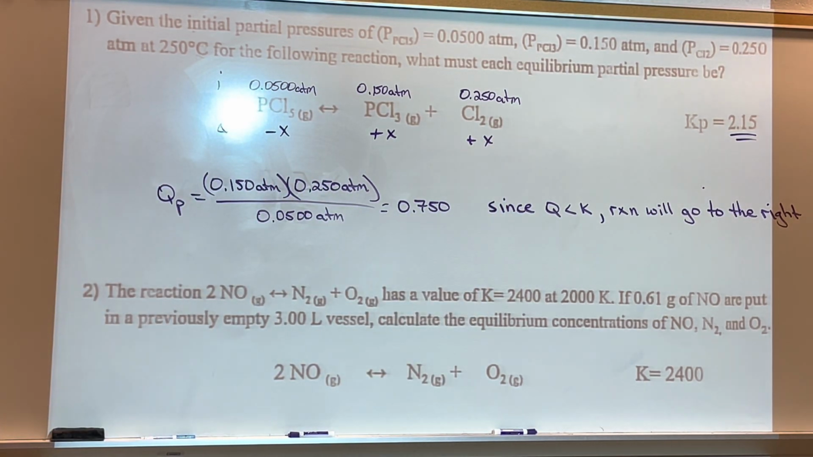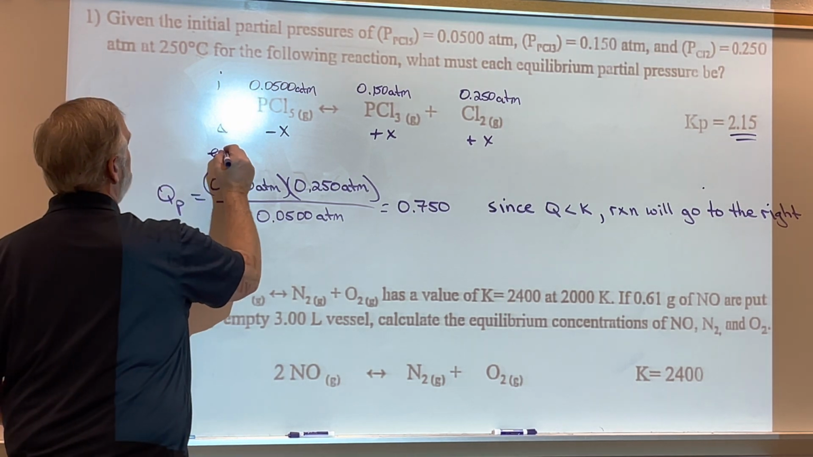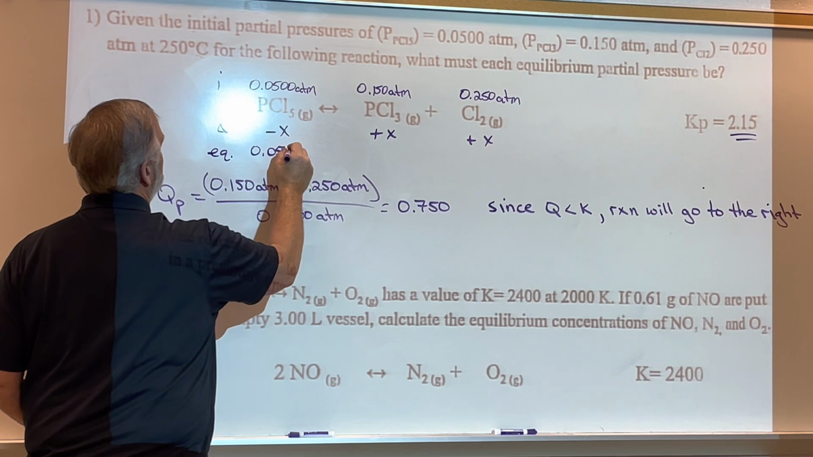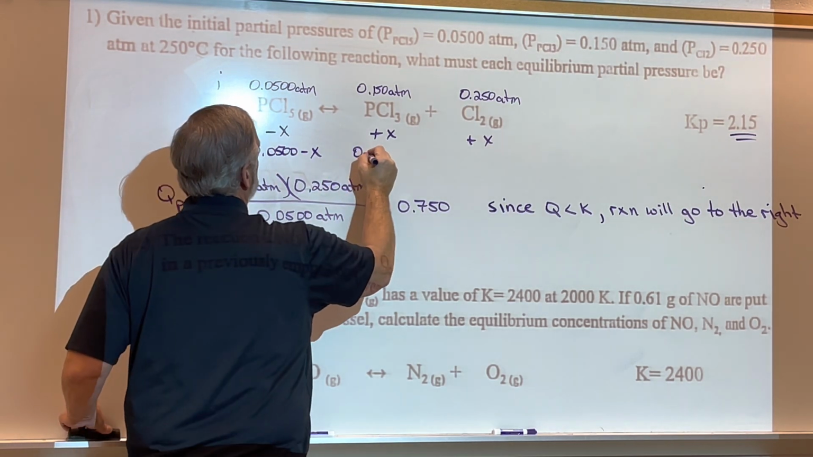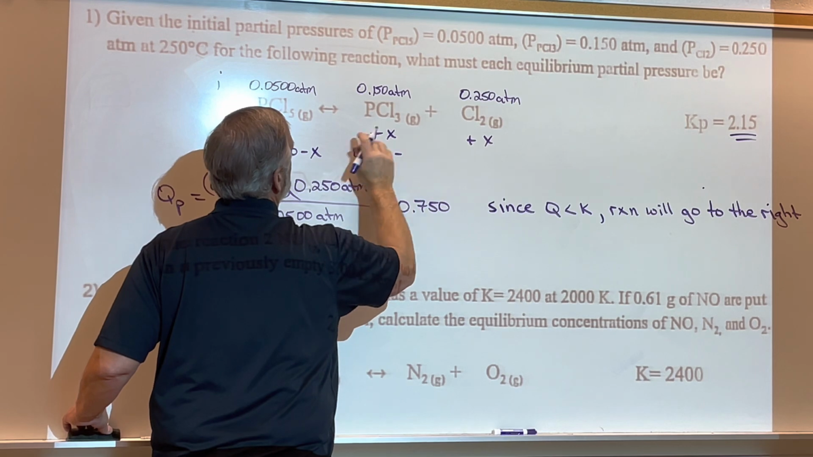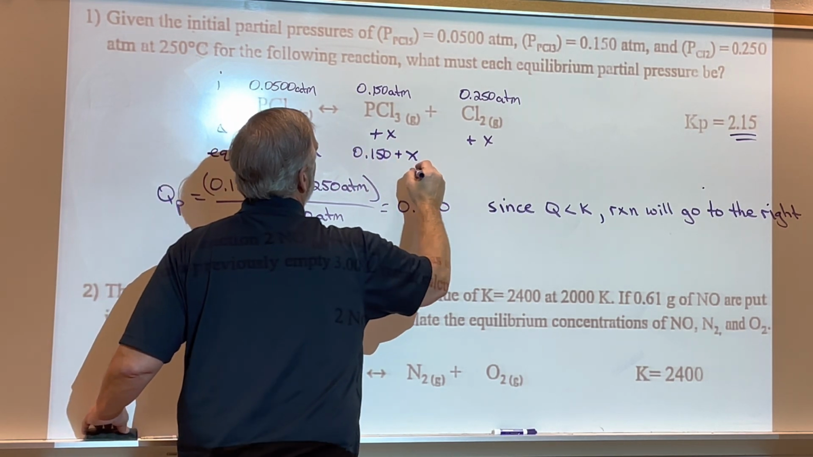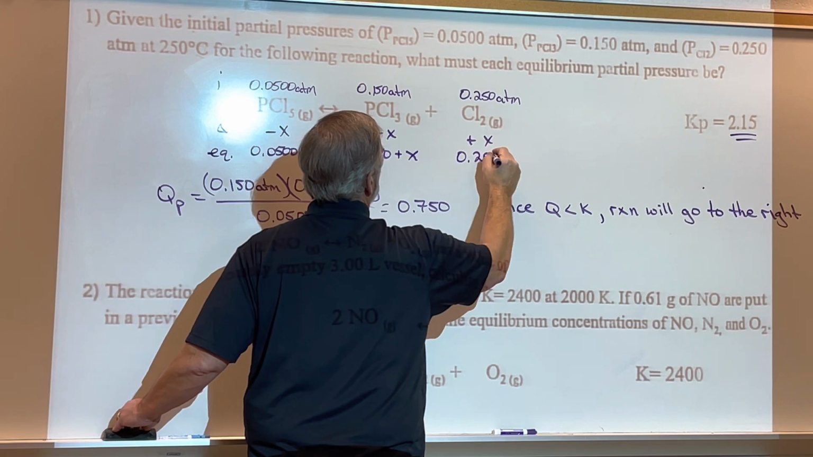So the Q is gonna tell us which way the reaction is gonna go. Now, if Q happened to turn out to be 2.15, what would that mean? It's already at equilibrium. It's not gonna go anywhere. Okay, so now my equilibrium is going to be 0.050 minus X, 0.150 plus X, and 0.250 plus X.